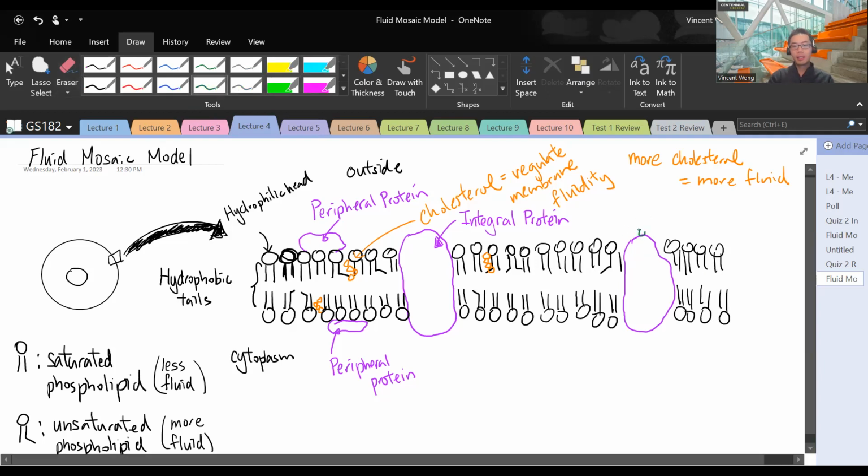Some of them have sugar attached onto them. Okay, so that makes it a glyco. Glyco means sugar, a glycoprotein. And then some of the lipids might also have sugar on them. That makes it a glycolipid.